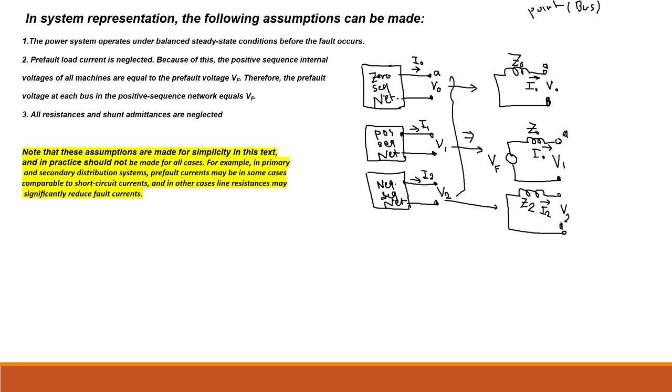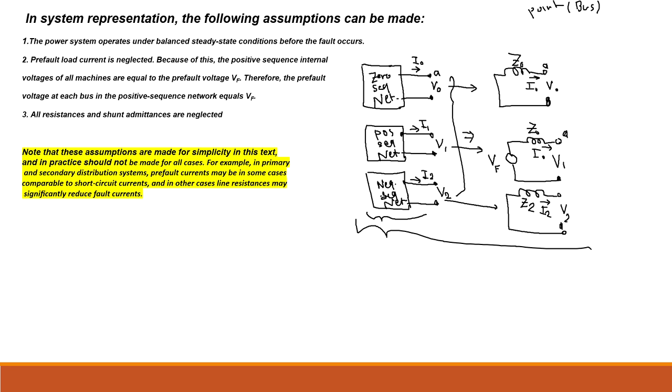Finding or formulating the sequence networks, the zero sequence network and the positive sequence network and the negative sequence network, and after that we reduce these systems by using the Thevenin equivalent circuit. This step is a very important step for solving the unsymmetrical faults, as we shall see later. This is the very important step, finding, or drawing the sequence networks for the system viewed from the fault terminals, from the point of fault.